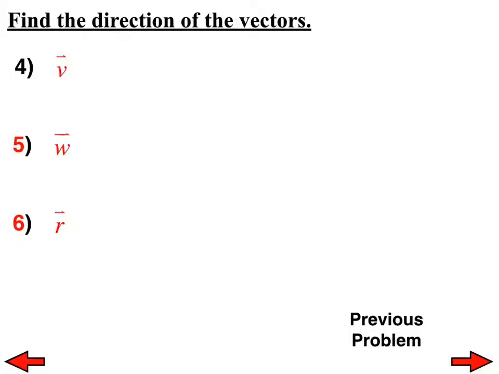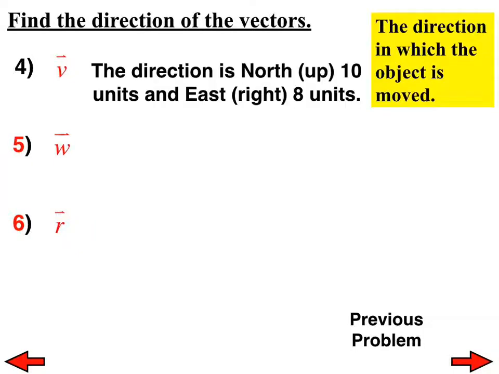All right. Now, direction. For now, the only way that we know how to describe direction is up movement, down movement, left movement, right movement, and sometimes that might be described as north, south, east, west. So if you looked at vector V, it went up 10 units and right 8 units. So we might describe that direction as north 10, east 8.